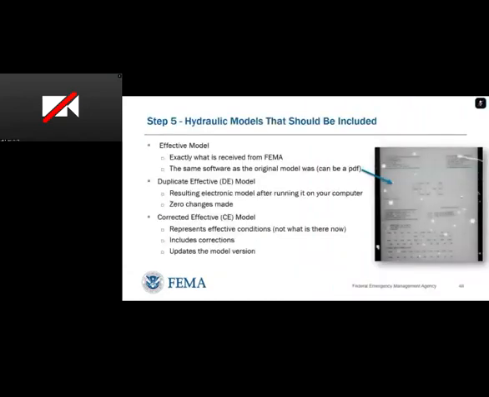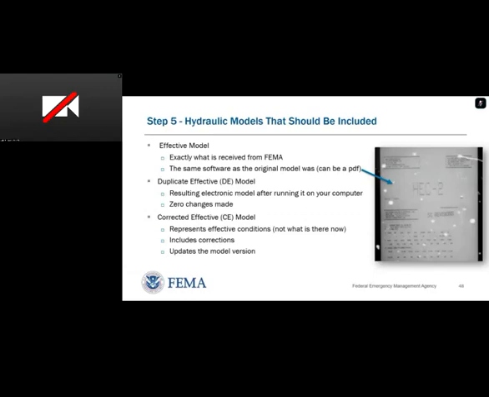So the first thing we'll touch on are those hydraulic models that ideally should be included. First, you'll want to verify that they have an effective base model. So this is going to be the model exactly as they received it from FEMA in the same software, even if it was a PDF, because there still are some HEC-2 floating around. And then we'll have the duplicate effective model. So this would be resulting from the effective model with no changes made being run on their computer.